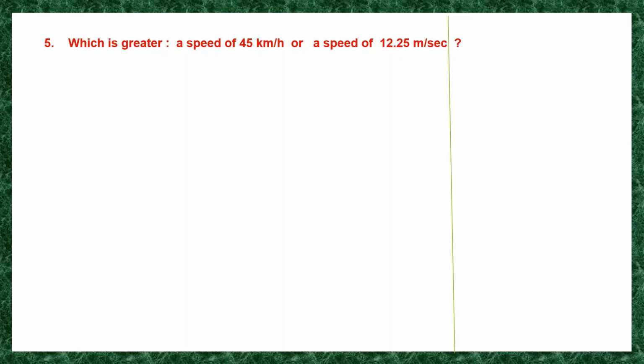Next question, which is greater? A speed of 45 kilometers per hour or 12.25 meter per second, which is greater? Now, since both are different units, let's convert them to the same units and then we can make out. So 45 kilometers per hour, I'm going to convert it to meter per second by multiplying it by 5 by 18. So let's multiply that. 45 into 5 by 18. 9 2s are 18, 9 5s are 45. So this is 5 5s are 25 by 2.